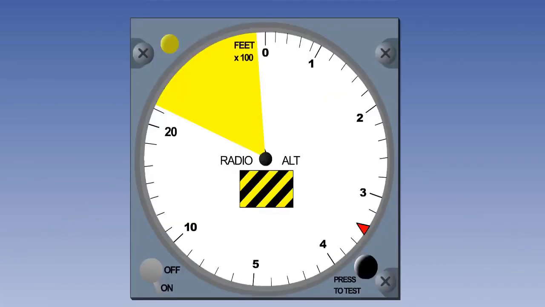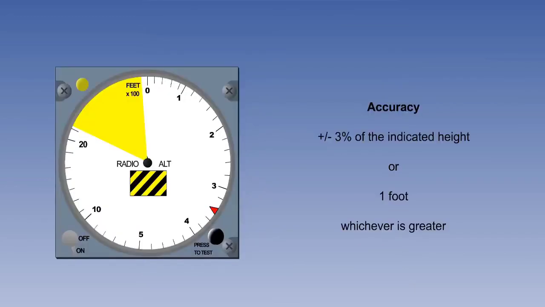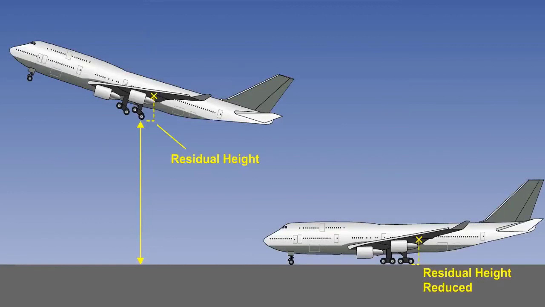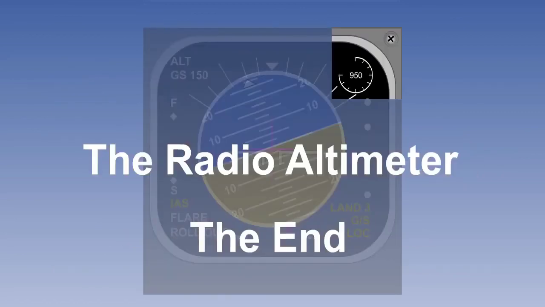The display can either be standalone or integrated into the EFIS. Decision heights can be set, and there is visual and audio warning. The system is highly accurate. The radio altimeter is required to indicate 0 as the rear bogie of the main wheels touches down on the runway. The combination of residual height and cable length is known as aircraft installation delay and is individual to each aircraft type. This concludes the lesson on the radio altimeter.